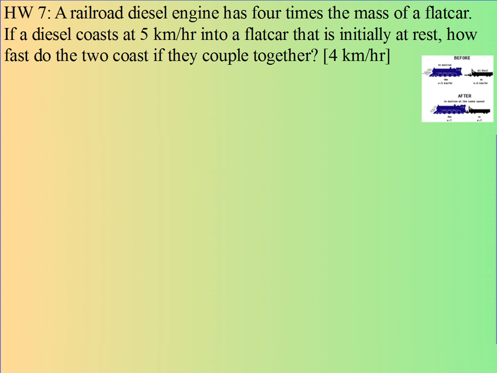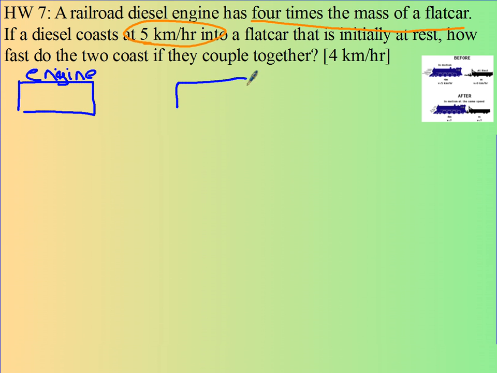A railroad diesel engine has 4 times the mass of a flat car. If a diesel coasts at 5 kilometers per hour into a flat car that is initially at rest, how fast did the two coast once coupled together? Okay, guys, draw a picture and let's label it as carefully as we can. A railroad diesel engine. So this is a diesel engine, and this is the engine. Go ahead and label it. And it's rolling into a flat car. I'm just going to call this FC.